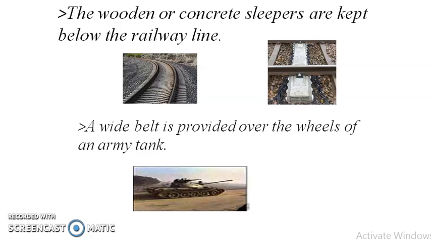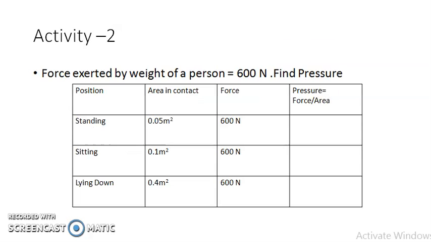Hence, now you are able to calculate, if you are given area in contact, that is 0.05 meter square and force 600 Newton, you can calculate simply the pressure by dividing them. So now what we learnt in this chapter is basically force, its types, its various effects, its units, pressure, its daily observations that are based on it, and its formula.